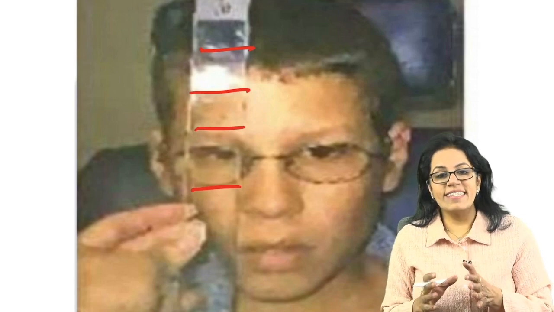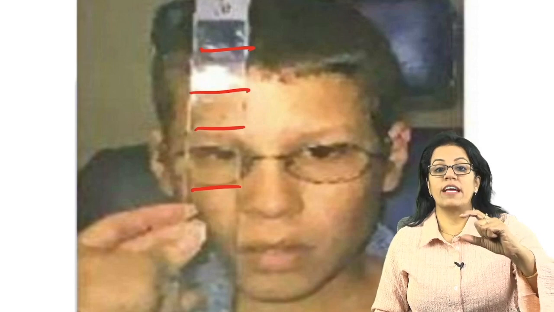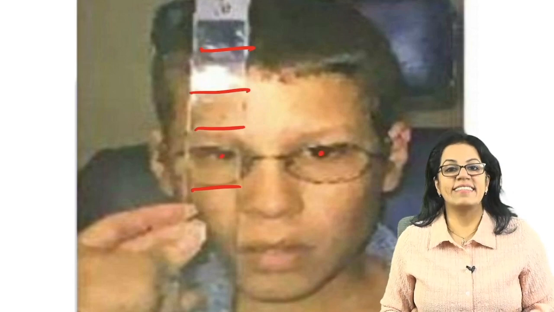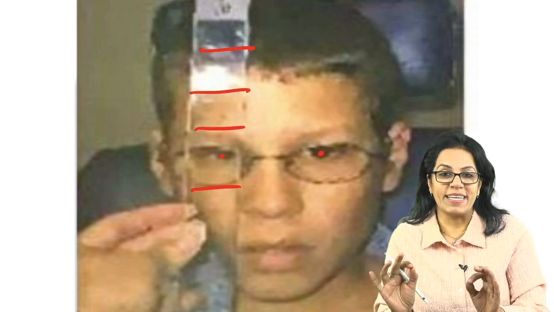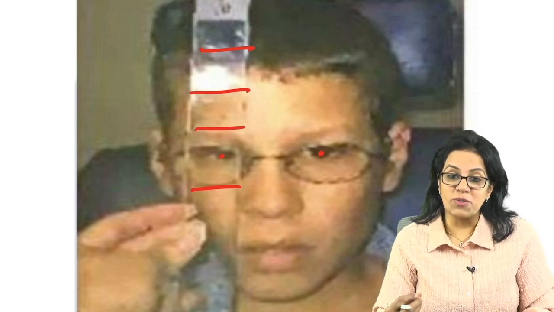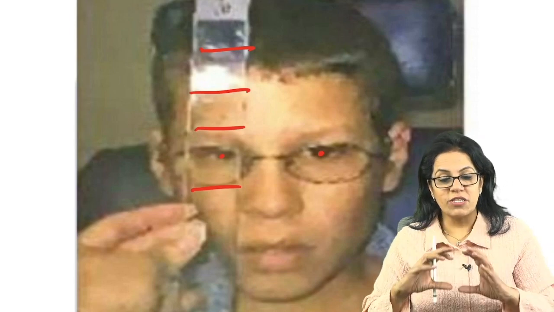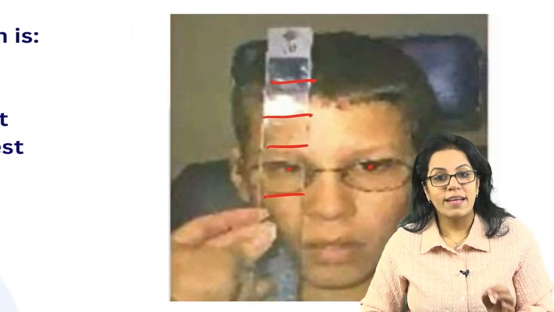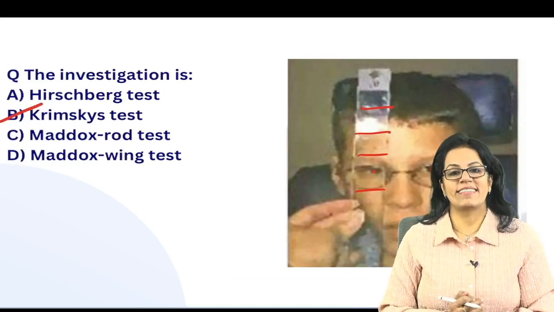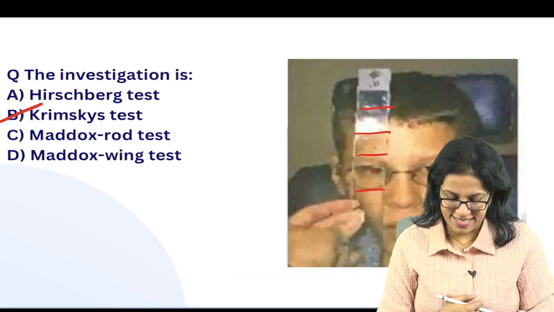So what are we doing here in this test? We are seeing at what prism diopter the two reflexes will come to the center. That is the exact amount of squint. So Hirschberg's test is only giving an idea, you know. It is not an exact measurement. This is giving an exact measurement, that okay, this is the prism diopter of squint or deviation and this is the correct value. So we will answer this as Krimsky's test. We can call it the prism reflection test, a little different, but this is the same, Krimsky's test.